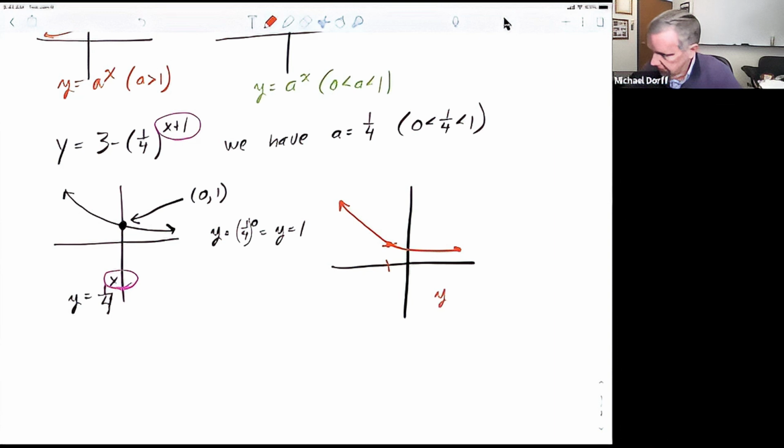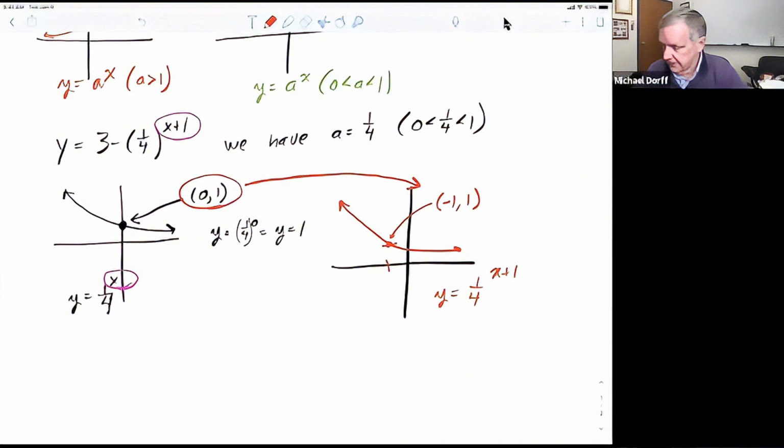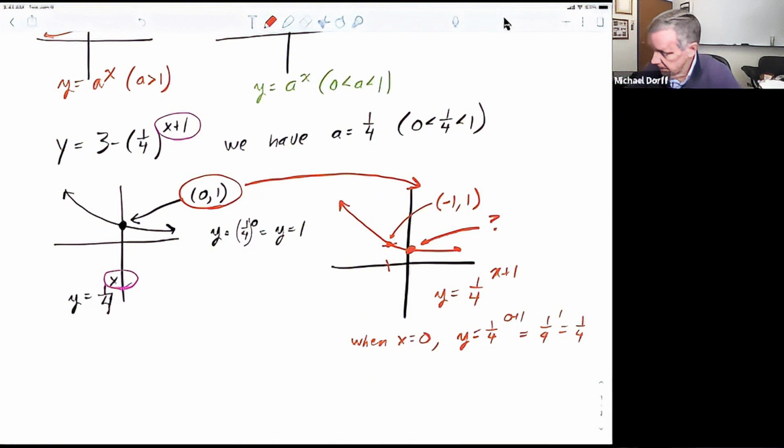This will be y equals (1/4)^(x+1). And this point that was at (0, 1) is now at (-1, 1), because I've shifted this point one space to the left, so the x changes to negative 1. And what about this new point here? What is this? Well, again, it's where x equals 0. So when x equals 0, then y equals (1/4)^(0+1), which is going to be (1/4)^1, which is 1/4. So we're going to get the point (0, 1/4). So this is (0, 1/4) right there.